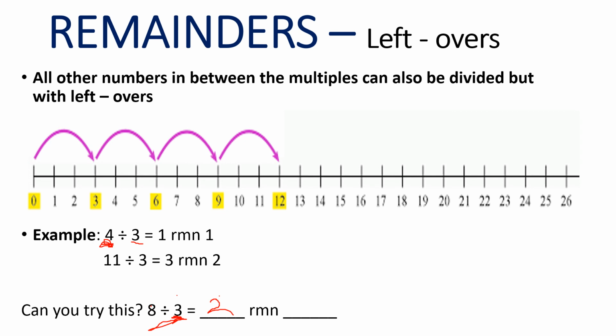But since we have 8 here, that means we have 2 leftovers. 2 is the only number you can multiply 3 by that will give you a number close to 8. So 3 times 2, 6, and I have 2 leftovers. I cannot use 3, because 3 times 3 will be 9, which is more than 8. So it's not going to work that way. If you don't understand this one or you have any difficulties doing that, you can always use the counting method. Okay, all right, let's go ahead.